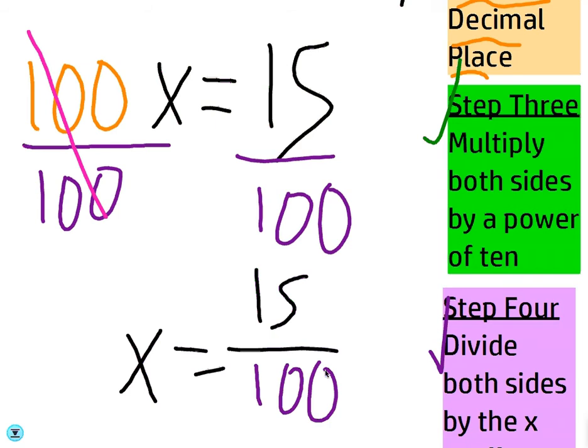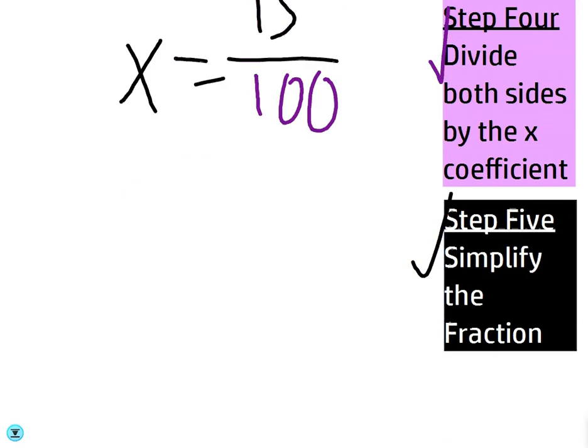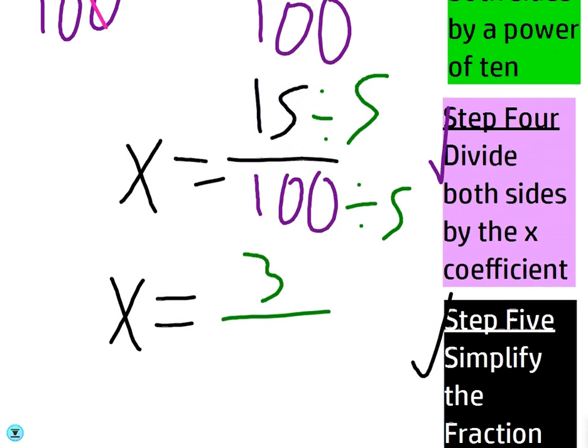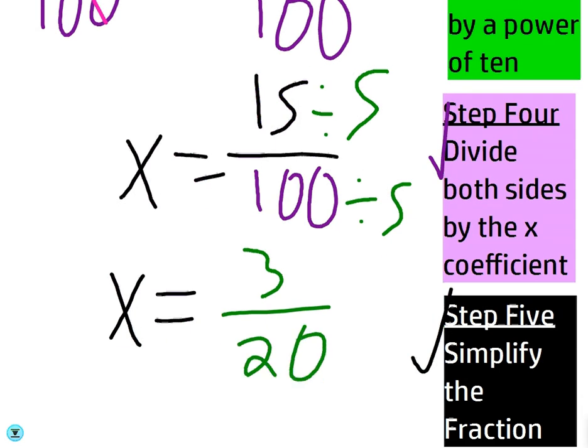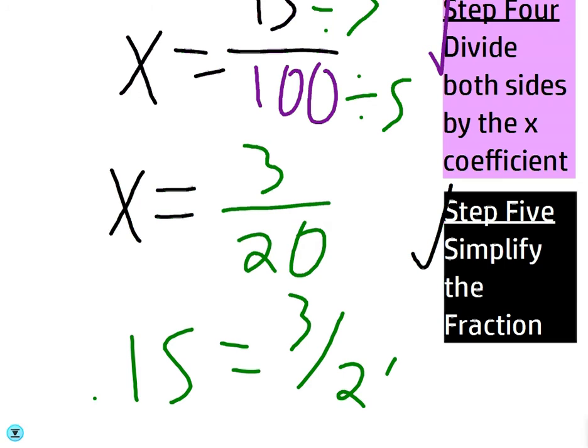Perfect, good observation. That leads us to the 5th step. Once we divide both sides by the x coefficient, we're going to simplify the fraction. We're going to divide the top and bottom by the GCF, which we've already learned. We can see it's going to be 5. Final answer is 3 over 20. So if we rewrite the original problem, 0.15 is equal to 3/20. That's the fraction.